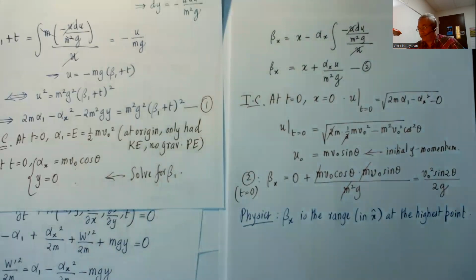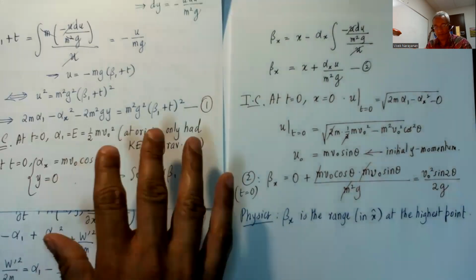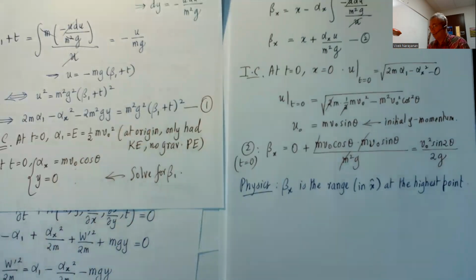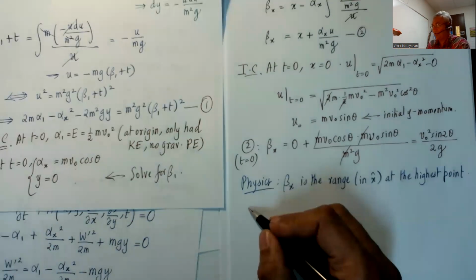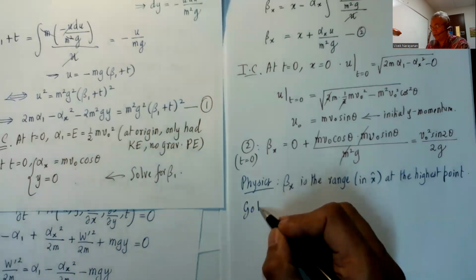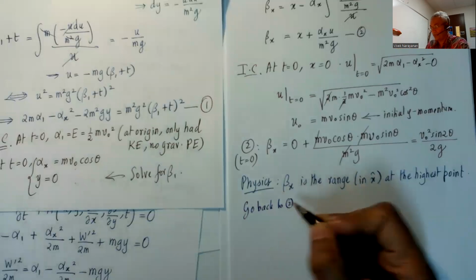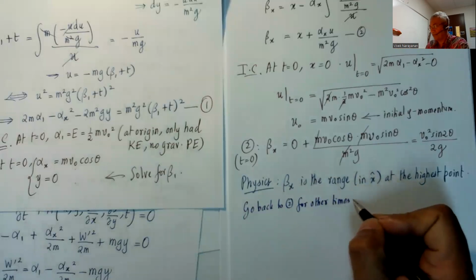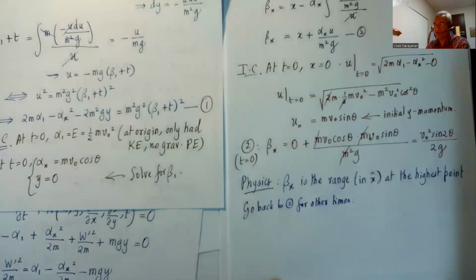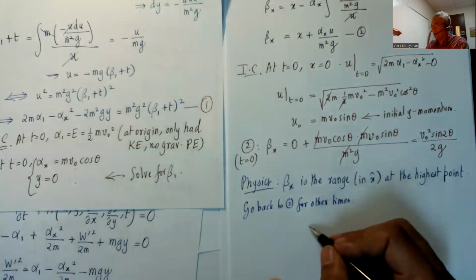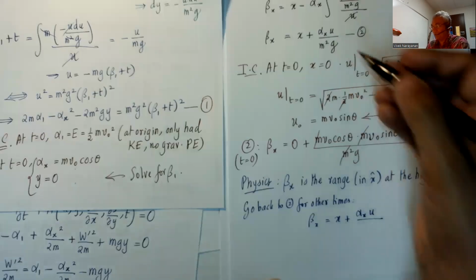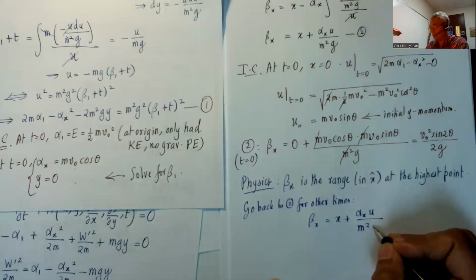Okay, now we'll go back to equation 2, and just as we did earlier, equation 1 for all time, let's do equation 2 for all time, and that'll give us the information of how x changes with time, or the entire trajectory changes with time. So let's do that. Go back to equation 2 for other times. Then x is not 0 because the projectile is on its way up. So what I'll do is I'll write beta x equals x plus alpha x u. I'm repeating that equation because it might soon disappear from view.